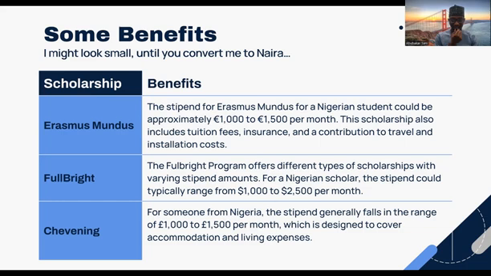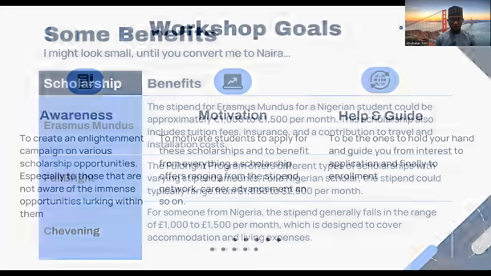Fulbright is yet another type of scholarship, also for Nigerians. You can get something in the range of $1,000 to $2,500 monthly as your stipend or living allowance. And this is also a very good sum of money that will allow you to live a good life as well as even save money and help others. Chevening is yet another one. Okay, it is similar to Erasmus Mundus and Fulbright. It also comes with very, very generous benefits, which you can also benefit from.